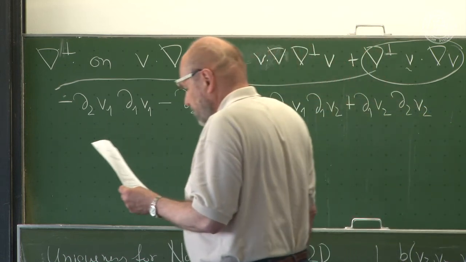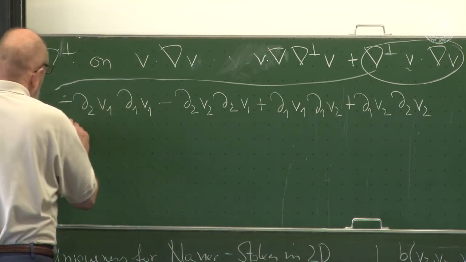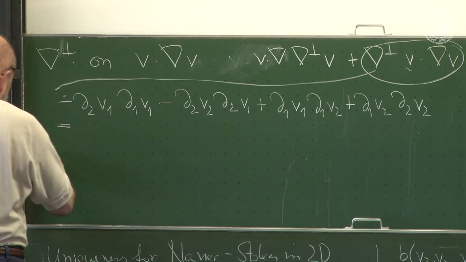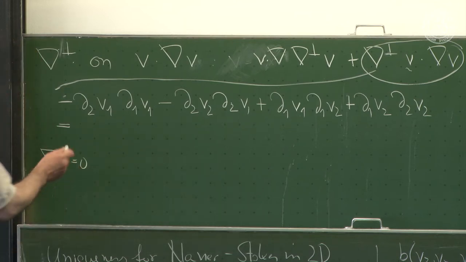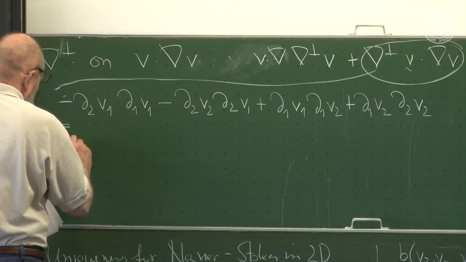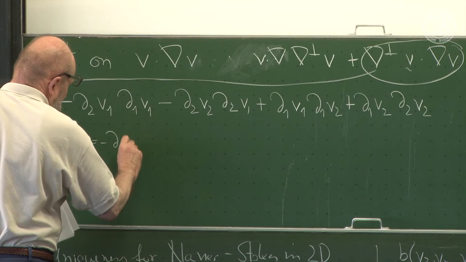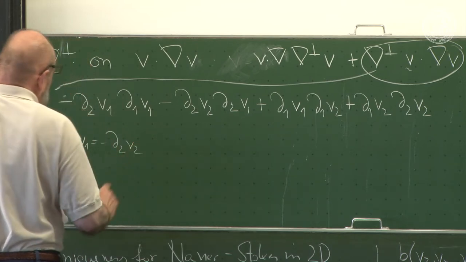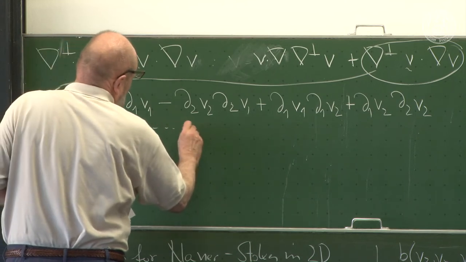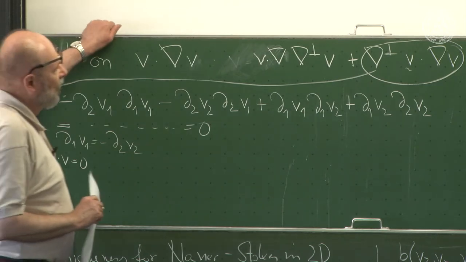So if one orders this a little bit and uses the divergence freeness, so the divergence of V is zero, meaning, of course, that the first derivative of V1 is minus the second derivative of V2. If we use this, I won't do all these transformations now, we find out that this term is zero. So this second term is gone.